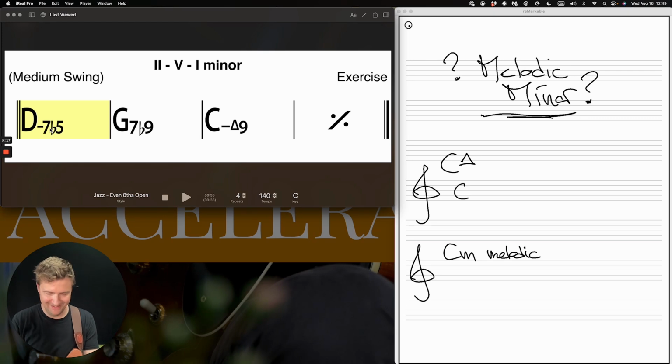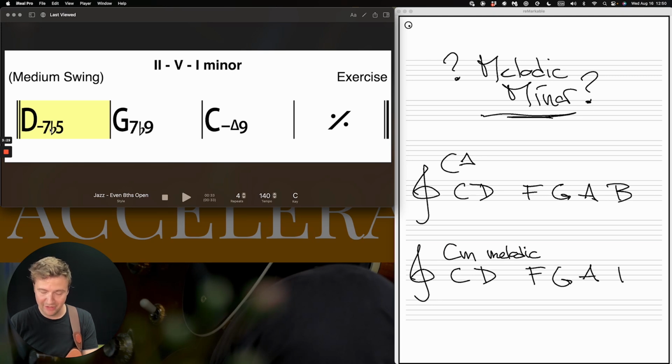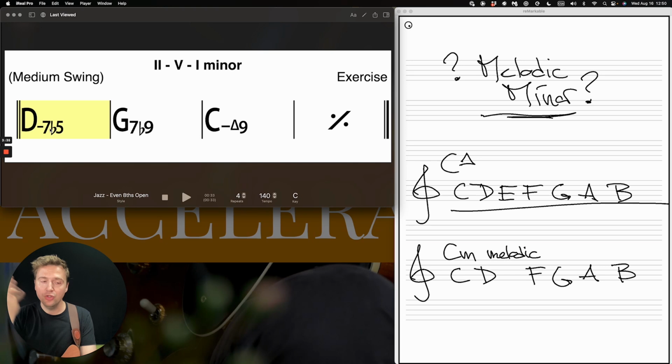They have a C. They have a D. Let's skip over the third for now. They have an F, a G, an A, and a B. Okay, both these scales have exactly all these components, which leaves us with one note. And the note here is E, of course. You know your major scale, C, D, E, F, G, A, B. All the white notes on the keyboard, all natural notes. Here we have an E flat. So that is the C melodic minor scale.